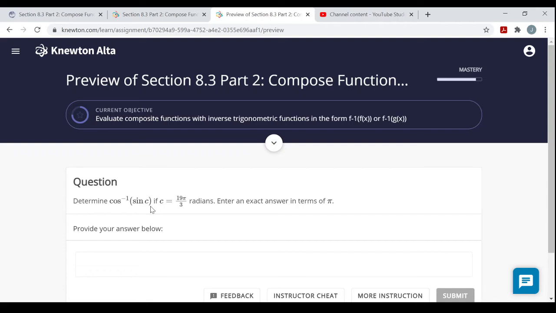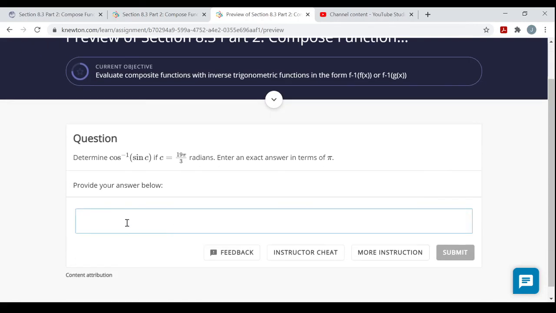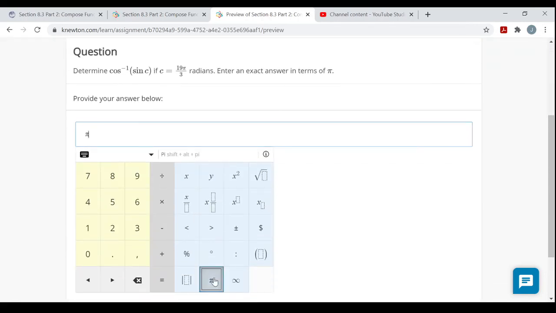So you're in quadrant 1, and that's positive. So sine is positive, and your reference angle is pi over 3. The sine of pi over 3, the sine of 60 degrees, is square root of 3 over 2. And the inverse cosine of square root of 3 over 2, again, you're thinking inverse cosine. That's an angle from 0 to pi with a cosine of square root of 3 over 2. That would be pi over 6. This one ends up being pi over 6.